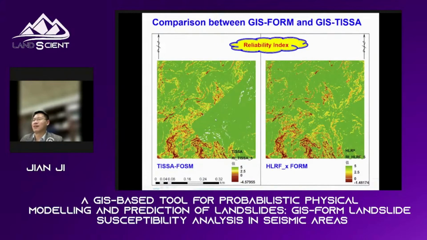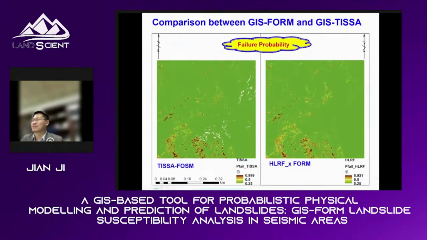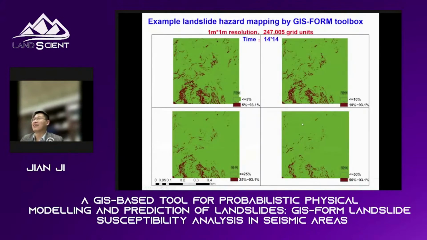In this condition, our proposed GIS-FORM looks better than some existing simple reliability methods. And also the comparison between the failure probability, right? And this is the example landslide hazard mapping, and the resolution of this example is 247,000 grid units, and the cost of the analysis is around 15 minutes.